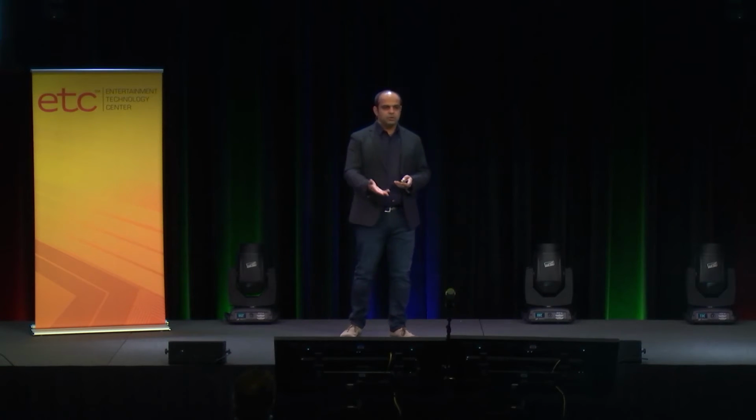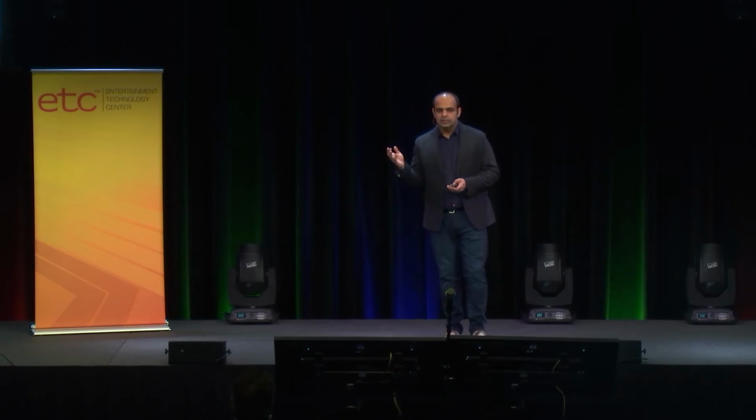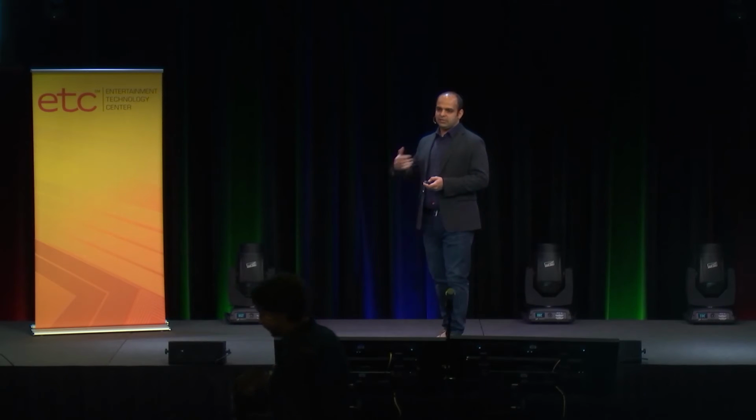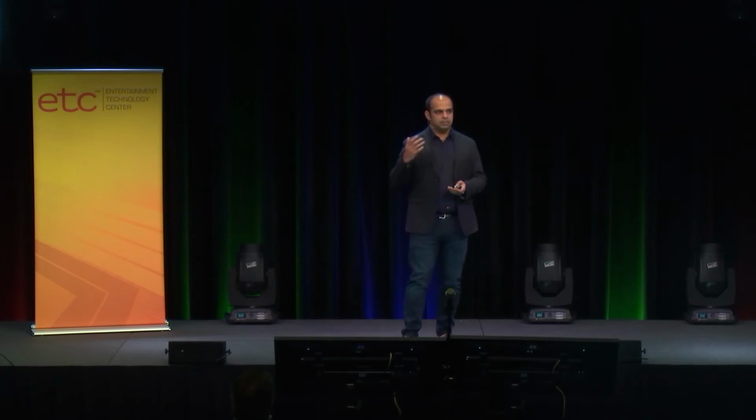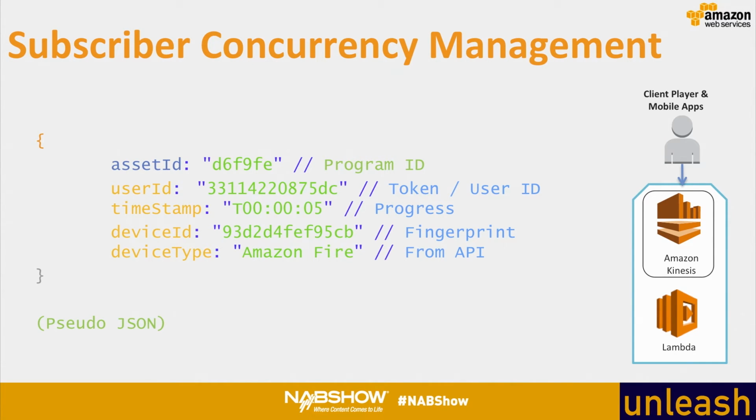So let's talk about how you would implement that again in the cloud using microservices. So first of all, heartbeat is being sent from every single player at regular intervals. Let's say I'm watching a piece of content on my laptop, and the player will actually send in a piece of information. In this case, this is an example package, which is asset ID, my user ID, the timestamp that I'm watching, the device that I'm watching it on, and device type. In this case, say I'm watching it on Fire TV.